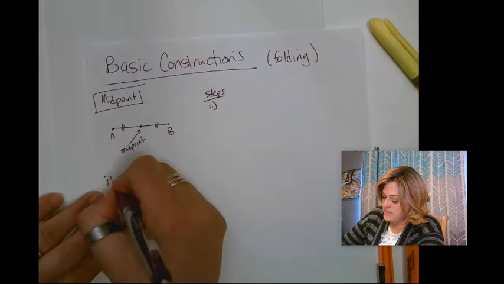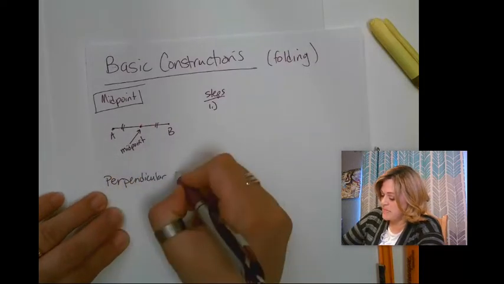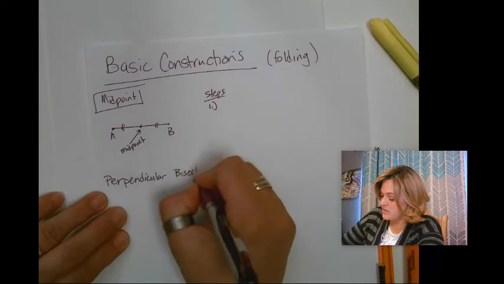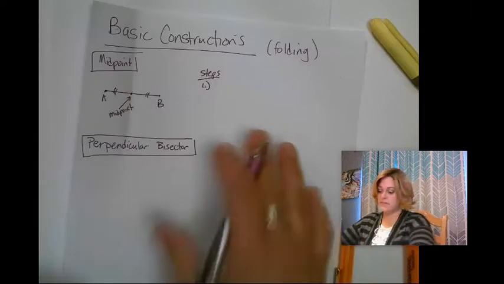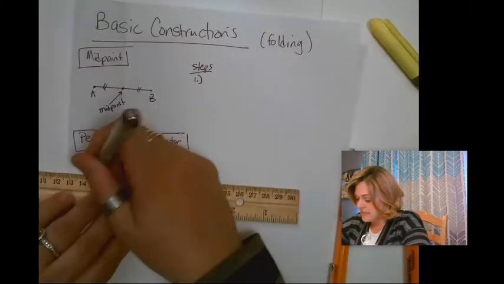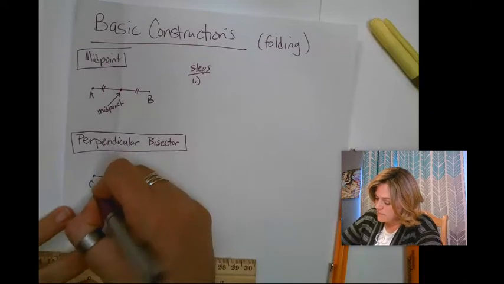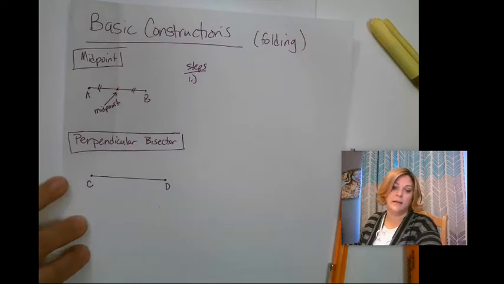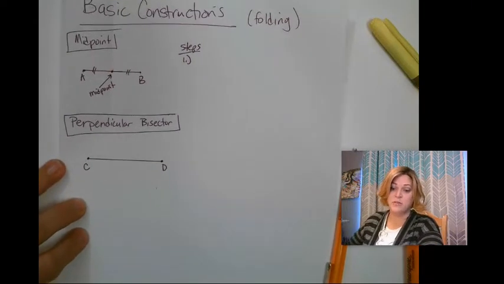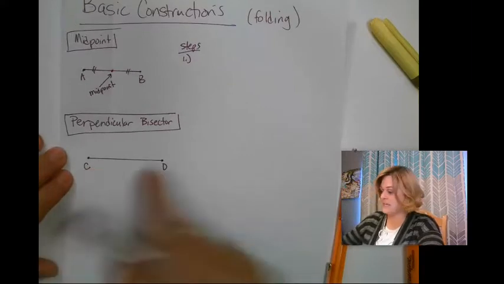The next one is very similar to the midpoint. It's the perpendicular bisector. Okay, again, you're going to start with a segment, any size, any length. And I'm just labeling them CD. And you're going to do the exact same thing you did with the midpoint with a little variation at the end. So you're going to line up C and D.